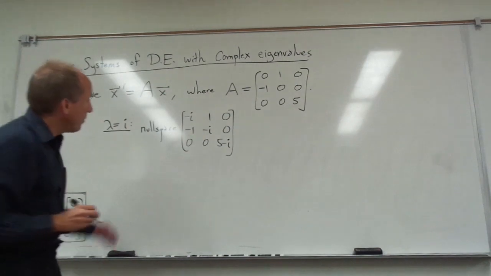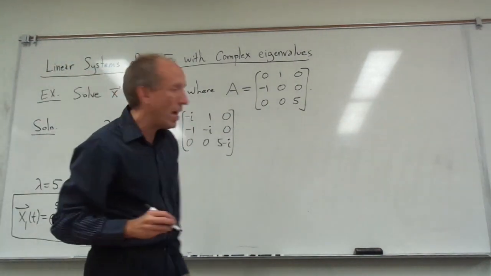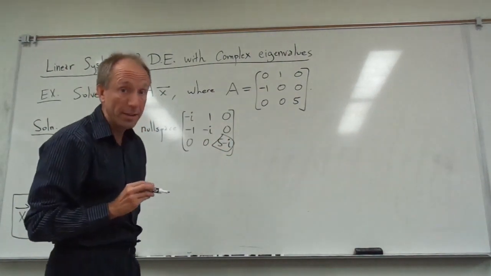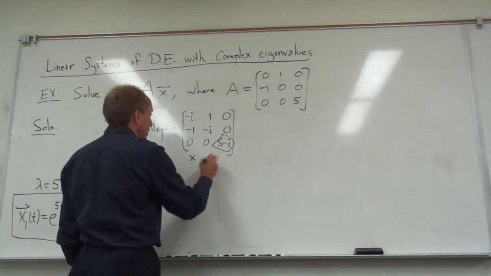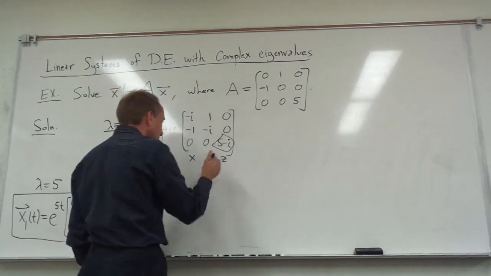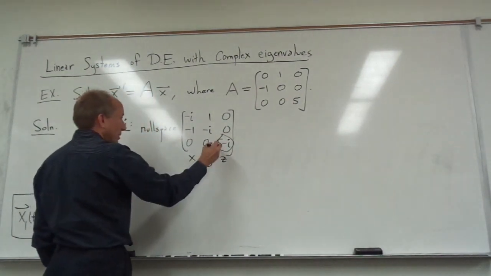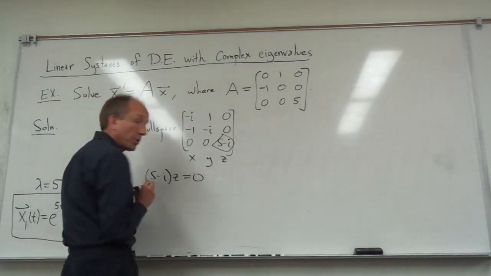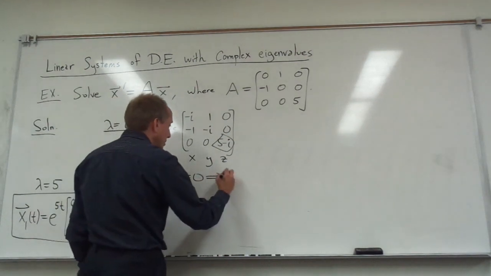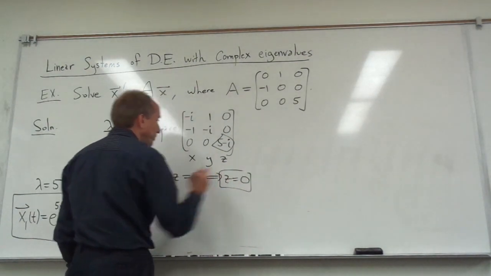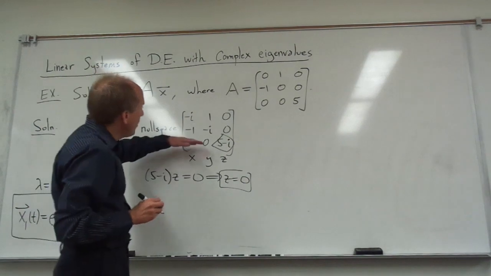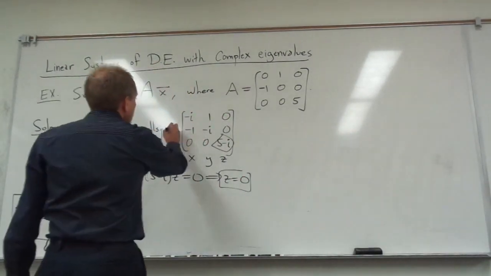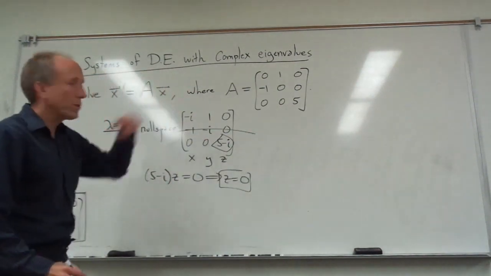This time, I cannot cross off the bottom row because this pivot right here is going to be pretty solid. In fact, if you think about the variables that go with these columns, the last equation is basically telling you that 5 minus i times z has to be 0. So z has to be 0. There's no question about that. But of the other 2 rows, I have to be able to cross one of them off. I'm just going to cross off whichever one I want. I'll cross off that one.